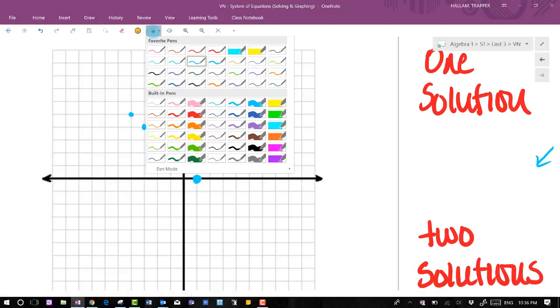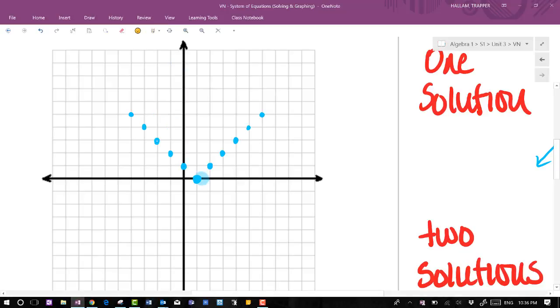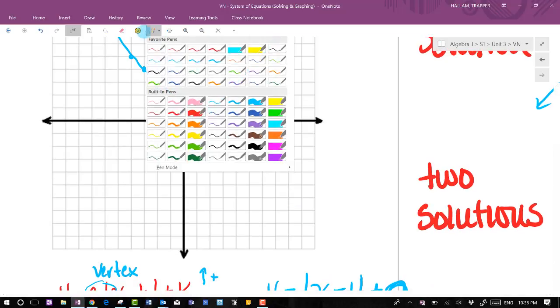And I like to do a lot of points. Sorry, you'll have to bear with me for that. So let's sketch in a nice little line here. Keep it as true as possible. So there's my absolute value. And now I'm going to go back and attempt to graph my linear function.